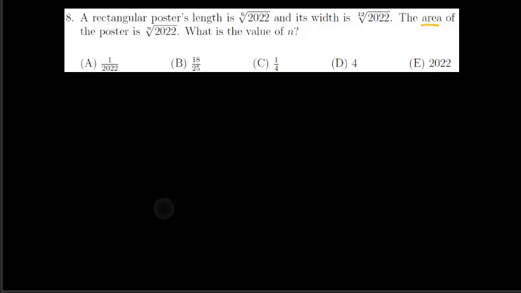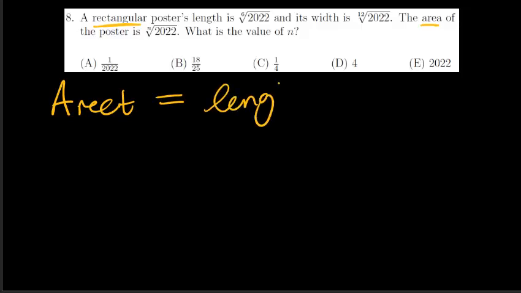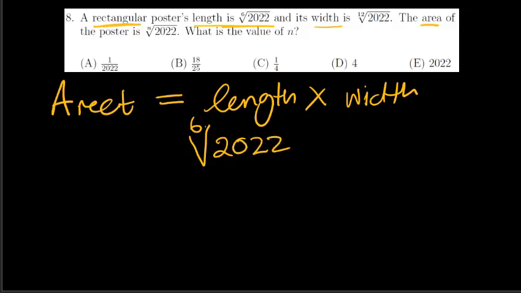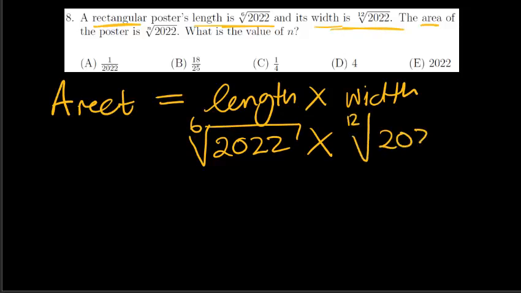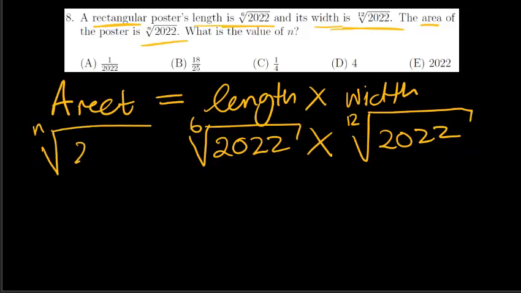So I know that the area of a rectangle is going to be equal to length times breadth, or in this case we're using the word width. Okay, now I'm going to substitute the values in, and I'm going to say length is the 6th root of 2022 multiplied by width, which is the 12th root of 2022, and the answer is going to be the nth root of 2022. That is using the formula and substituting the values into the formula.